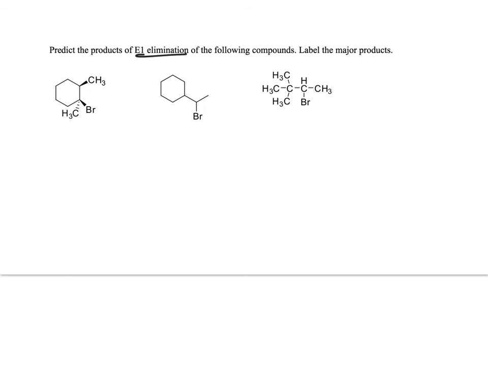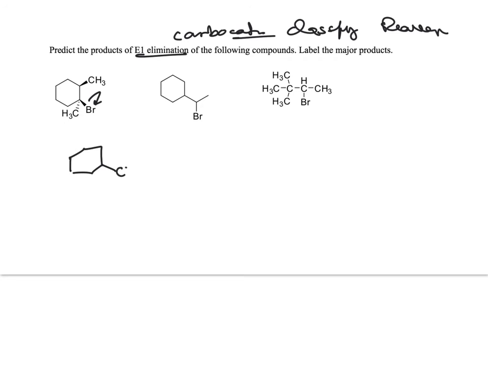Predict the E1 elimination for the following. Okay, so when you're doing E1, you have to think carbocation. When you think carbocation, you need to classify, because you have to do the most stable, so you might have rearrangement. So here, the bromine's going to leave, and when that happens, you lose your stereochemistry on that carbon because that becomes sp2.